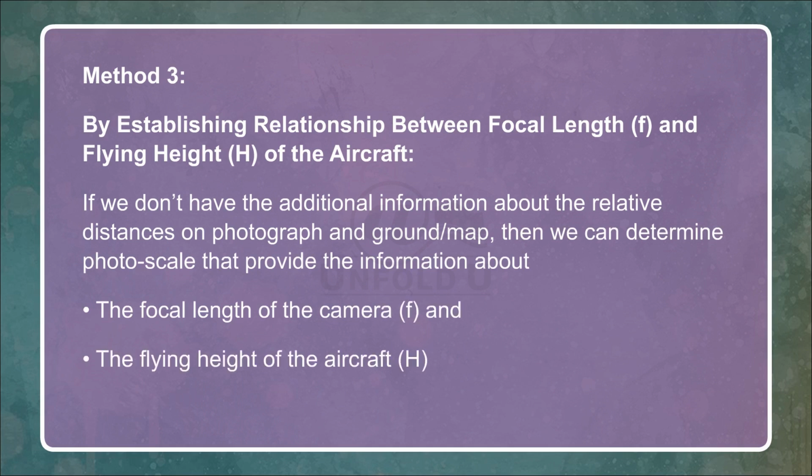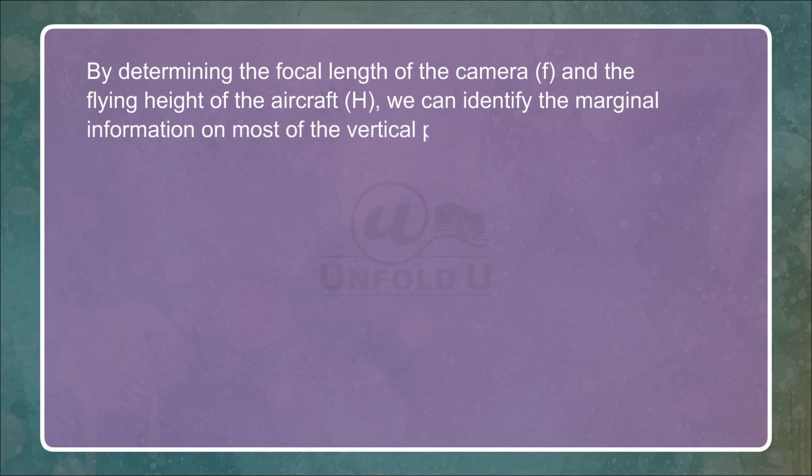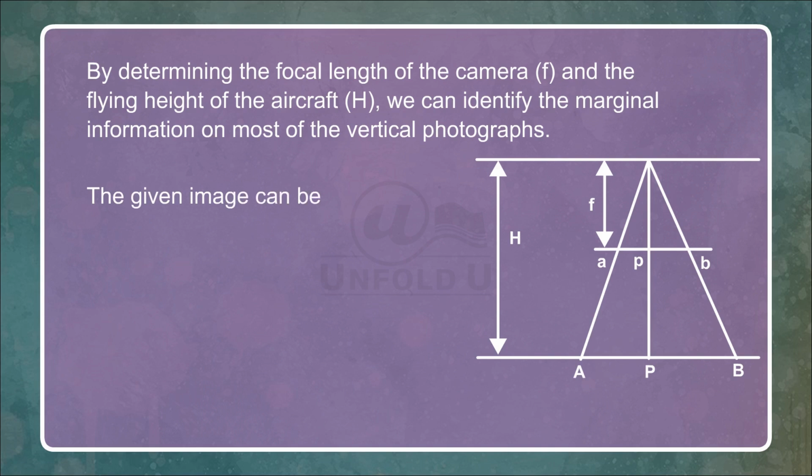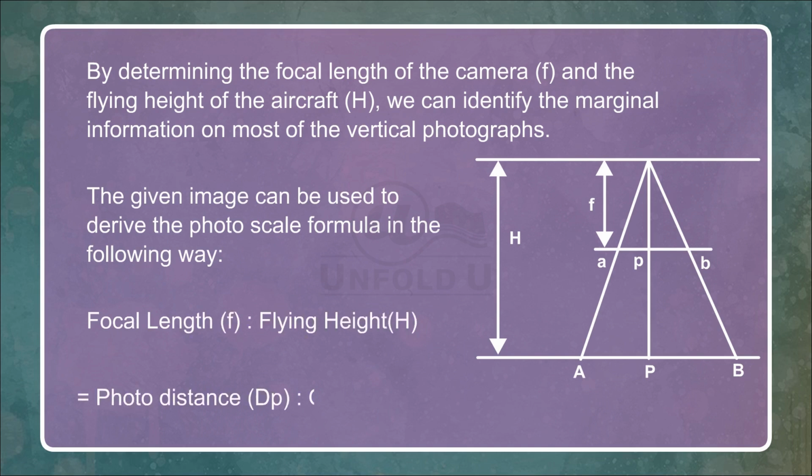the aircraft h. By determining the focal length of the camera f and the flying height of the aircraft h, we can identify the marginal information on most of the vertical photographs. The given image can be used to derive the photo scale formula in the following way. Focal length f is to flying height h is equal to photo distance dp is to ground distance dg.